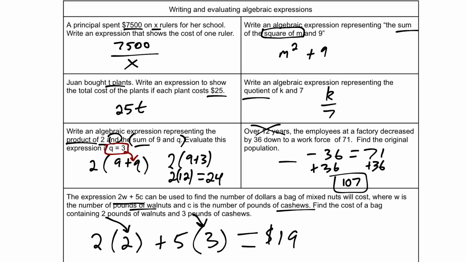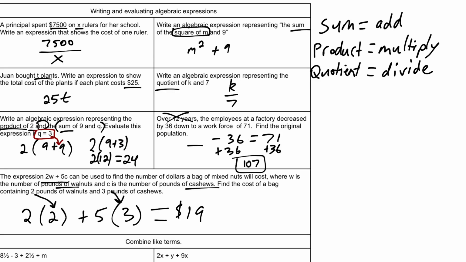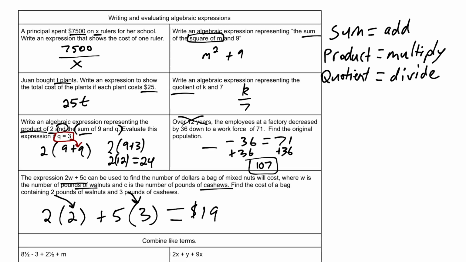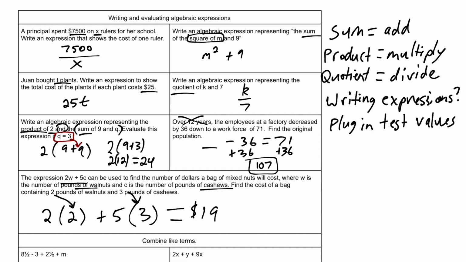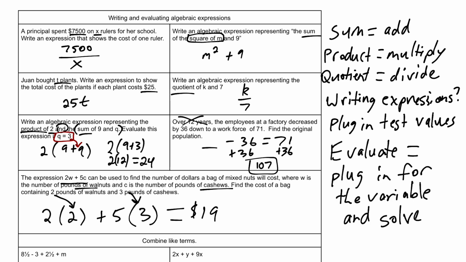All in all, in this section, there's a couple of key things to remember. Sum means to add, product means to multiply, and quotient means to divide. If you're writing expressions, plug in test values to see what makes sense. If a question says to evaluate or find the cost, you can plug in the given values for the variable or variables and solve.